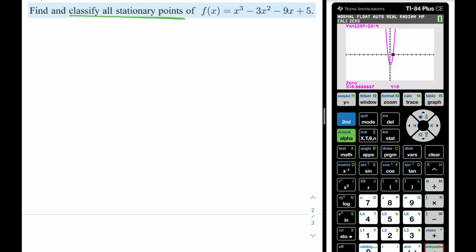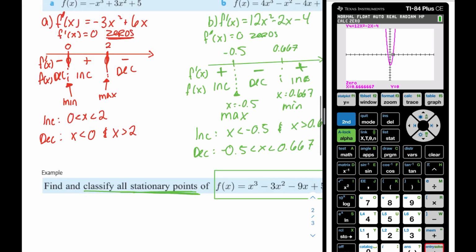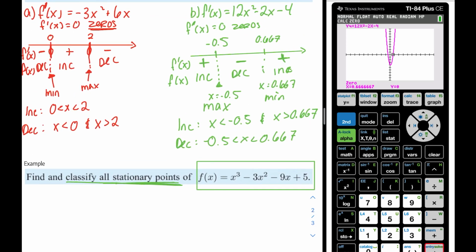Next example. For the next example, find and classify all stationary points of our function. I want you to try this by yourself and bring your solution to class. You should be able to do something very similar to what we just did for A and B. I want you to find the derivative, and then find your stationary points, which happens when the derivative is equal to 0. And then I want you to create a sign diagram. Please bring this to class with you.